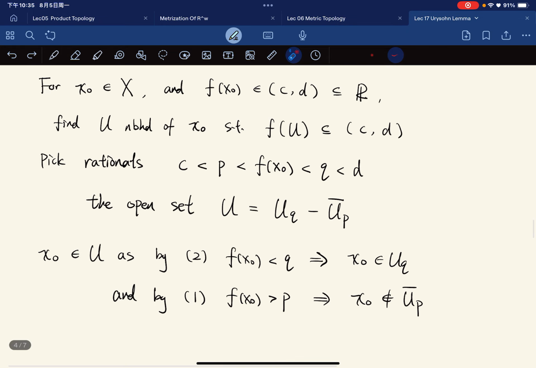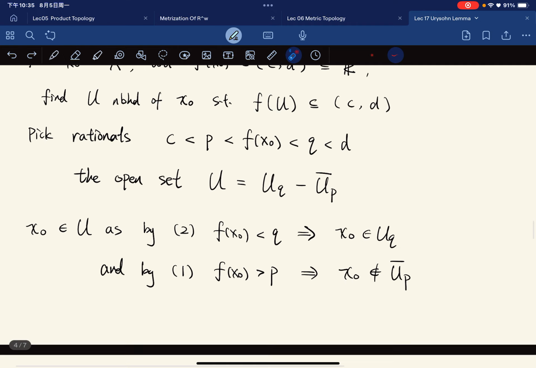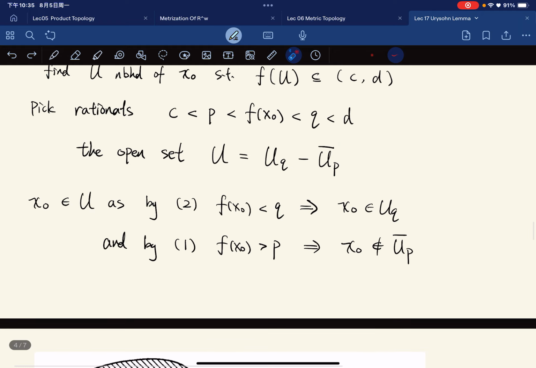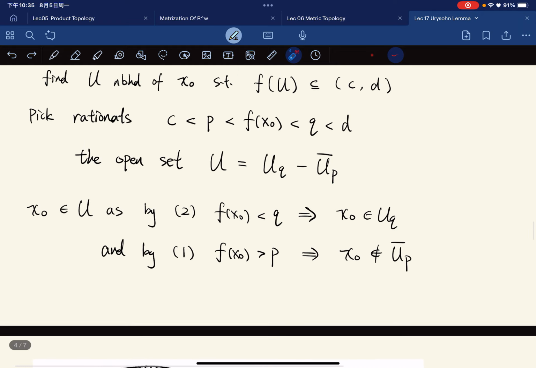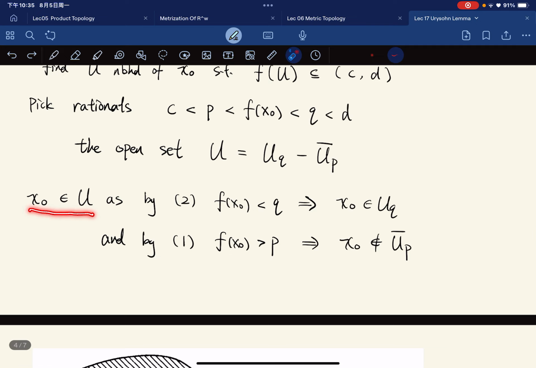And to do this, we can pick two rationals p and q between them, right? And between the p and q, we define the open set uq minus up bar. Okay, uq minus up bar. And this is an open set, right? It's an open set intersected with an open set, right? x naught is in U, right? Why is x naught in U?